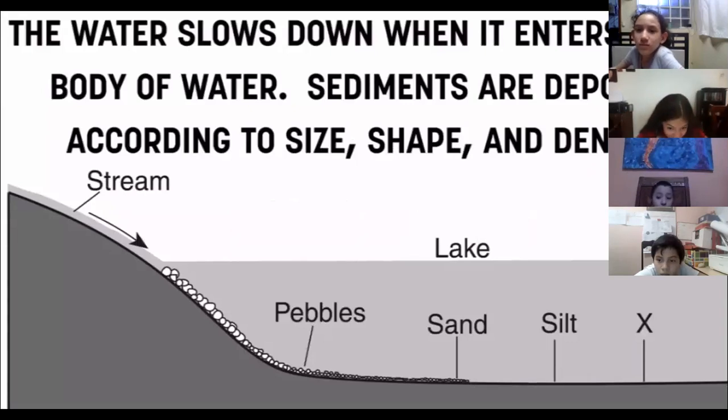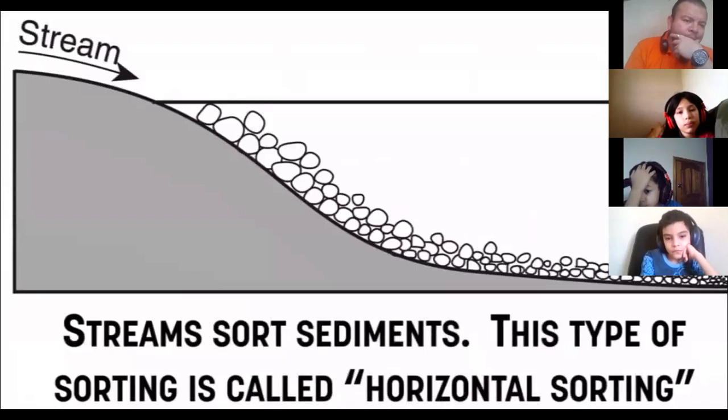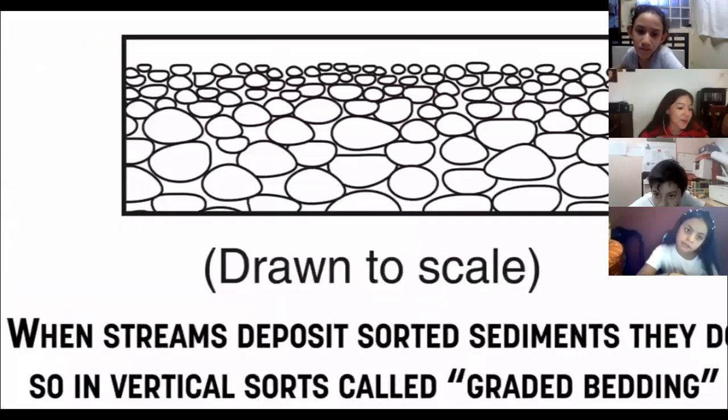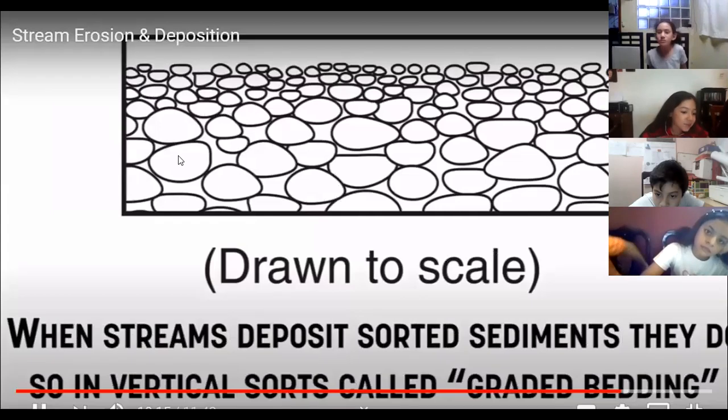In this example, you can see that it's organized by size: pebbles, sand, silt. What would X be? X would have to be whatever is smaller than silt, which is clay. Now, this mechanism is called horizontal sorting. When sediments get deposited vertically, and they start to build up from biggest to smallest, we call that graded bedding. It's a vertical sort. Sorting is always a sign of water slowing down and depositing sediment.